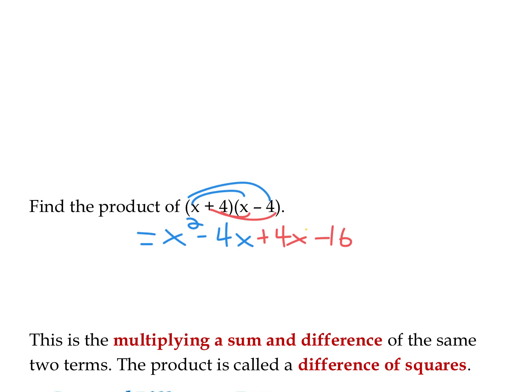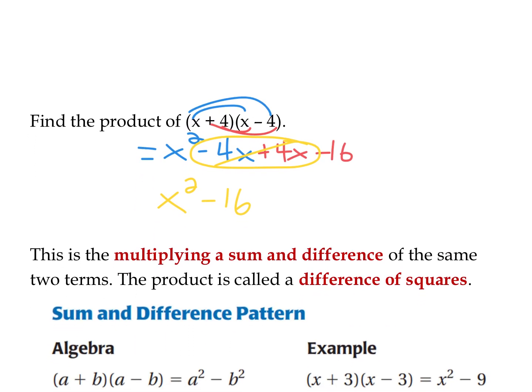Now you'll notice these two middle terms cancel out. Negative 4x plus 4x is 0x. So we're going to end up with x squared minus 16. This is another special pattern. When it's the same binomial, but we just change the sign in the middle, that's multiplying a sum or a difference. A sum and a difference multiplied together.